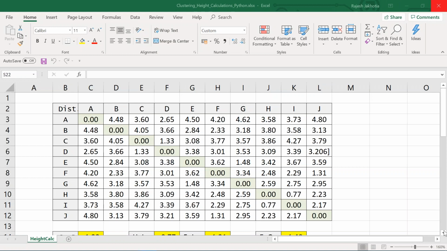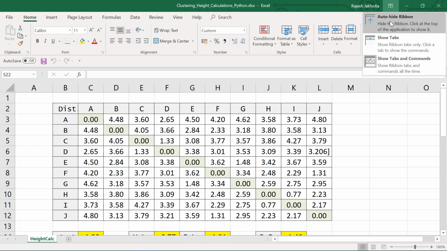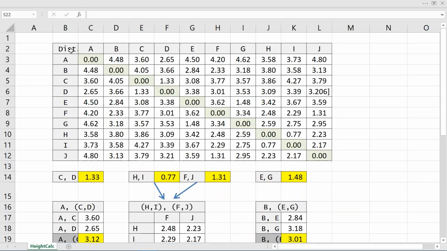From this distance matrix, let me make it full screen here also, auto hide. Yeah. So here you can see the distance between customer A and A is 0. Distance between customer B and B, the diagonal has to be 0 because distance with respect to itself is 0.